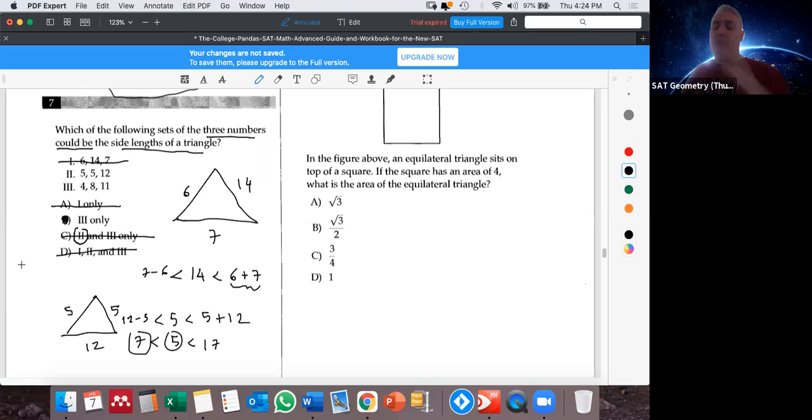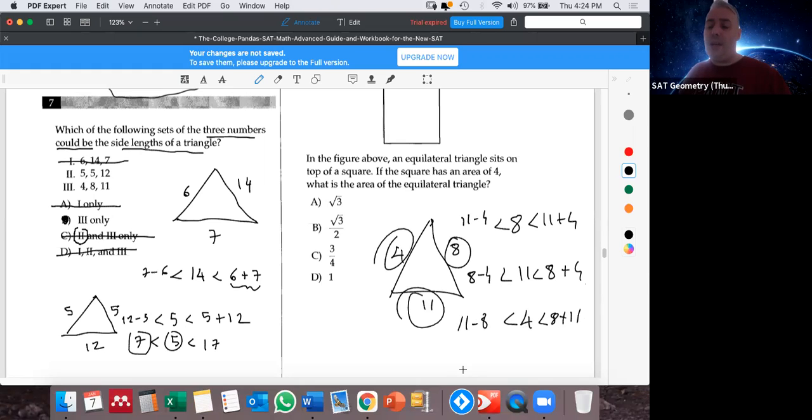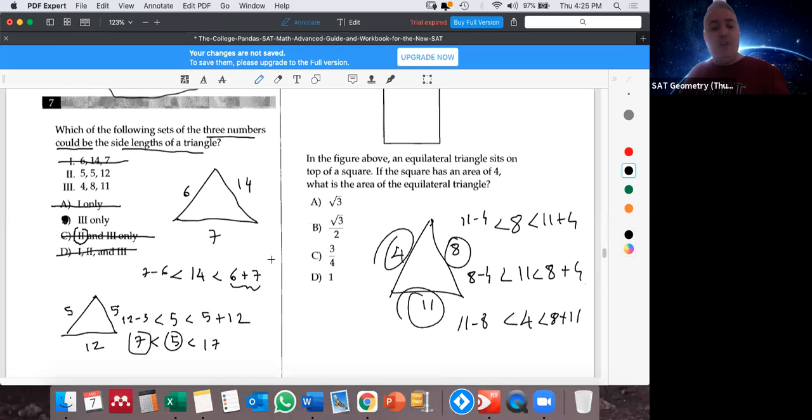Finished. But just to be sure, since we are in lesson, not in exam, let us prove the third one is correct. So 4, 8, 11. If I choose this, 8 is less than 11 plus 4 and greater than 11 minus 4. If I choose this, 11 is less than this and greater than this. If I choose this, 8 plus 11 and 11 minus 8. It is satisfied. Yes or no? Yes. So that means finished. Okay. But again, in SAT, no need. Since I have eliminated them, no need.